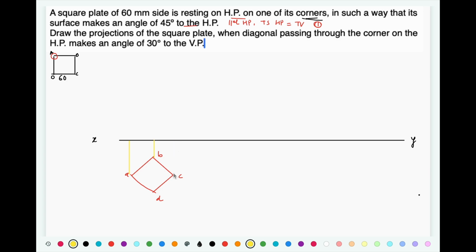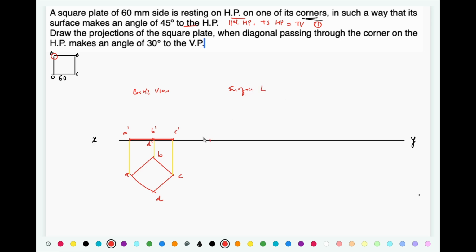Project all the points for the front view. So this is going to be our front view. It was resting on one of the points on HP, and we have made it completely rest on the HP. So the whole front view is going to be located on the XY line. So this is A dash, B dash, C dash and D dash. Now this is the basic view. Now we are going to consider the surface inclination.